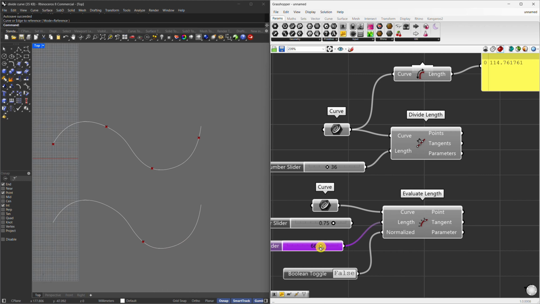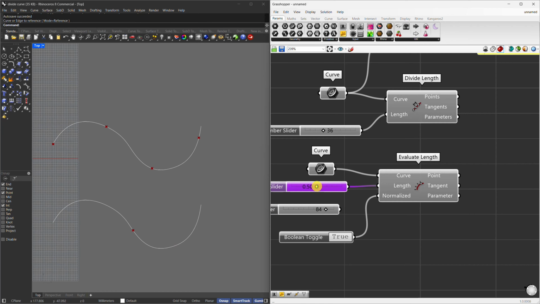This is 100. You can move. You can position a point with the exact length. For that, you have to set it as false. Hope this is clear. As you can see, these all give the same outputs: points, tangent, and parameter.